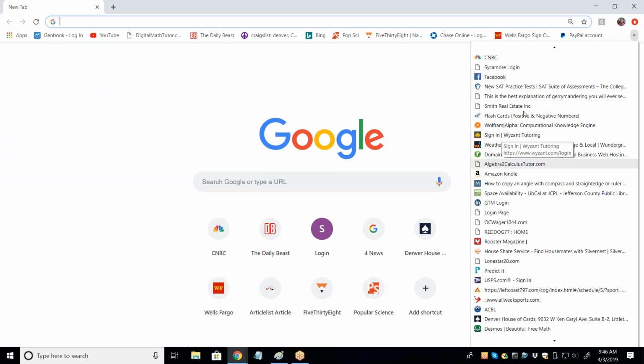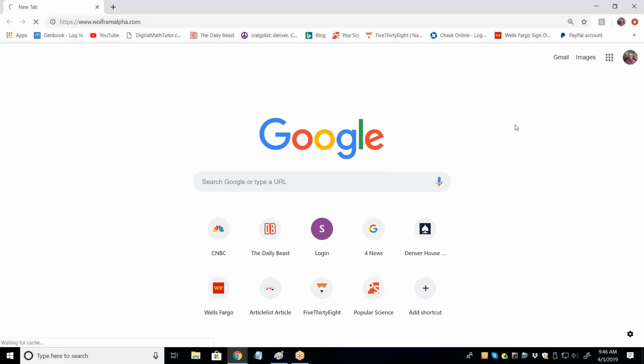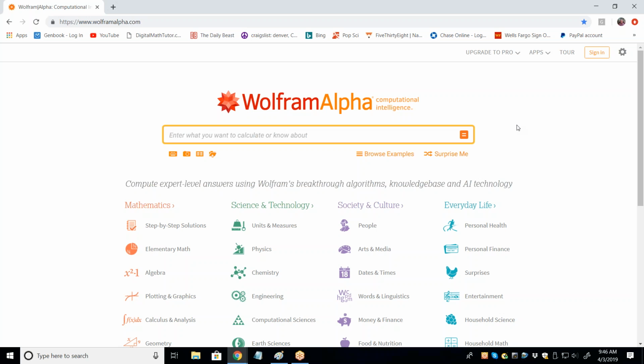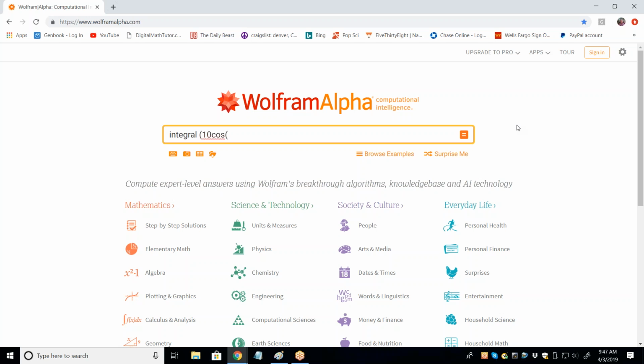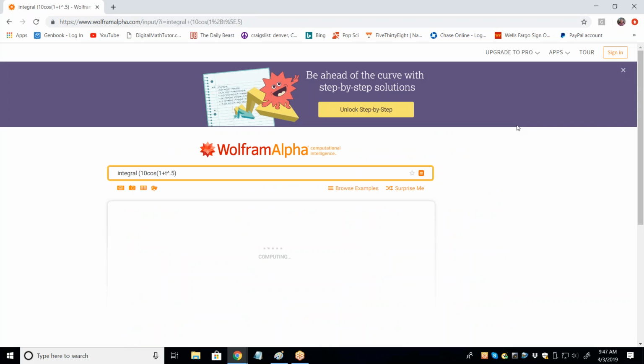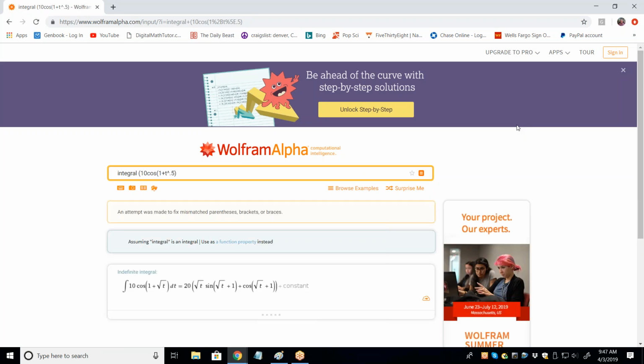So, let's see. Can't even find Wolfram Alpha now. Okay. Probably I ought to start using Desmos. I've got a feeling this might even be easier in Desmos. But I know I can do the integral without it being definite of 10 cosine(1 plus t raised to the 0.5). Let's see if it adds my dt. Yes, it did.